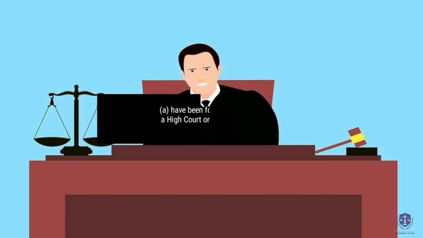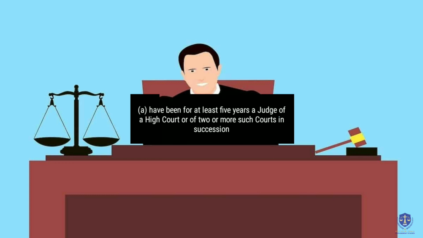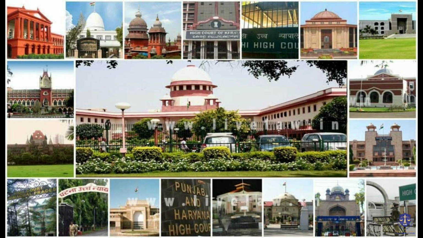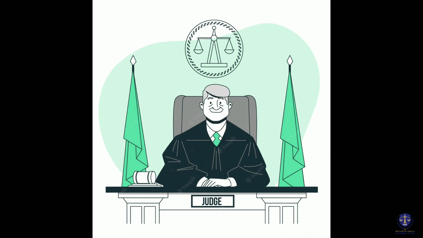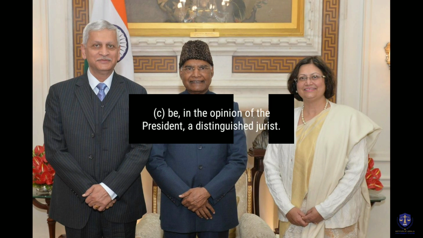Let's understand who can be a CJI. Apart from being an Indian citizen, the person must A. have been for at least 5 years a judge of a High Court or of 2 or more such courts in succession, or B. have been for at least 10 years an advocate of a High Court or of 2 or more such courts in succession, or C. be in the opinion of the President a distinguished jurist.